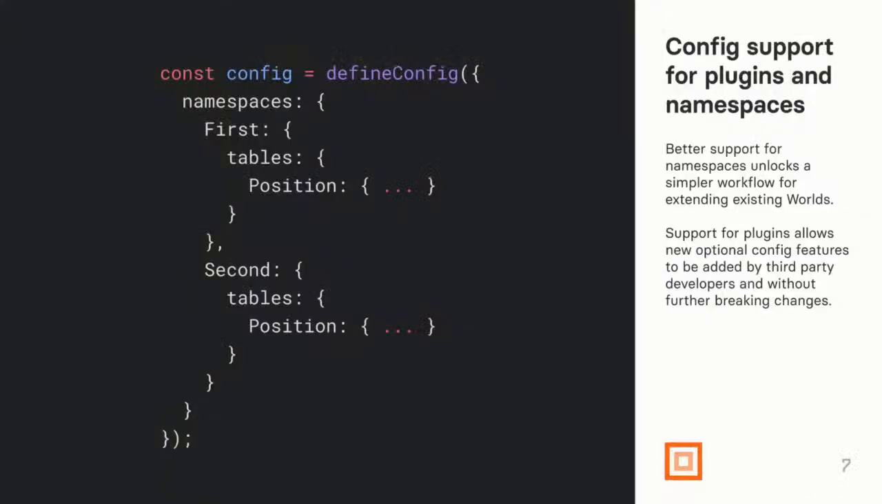And then the other thing that we still want to get in before the stable release is the final form of the MUD config. There are two things here that we want to improve, and the first thing is support for multiple namespaces, which unlocks a simpler workflow for extending existing worlds. And the other thing we want to add is support for plugins that can extend the config types, which will then allow additional functionality to be added by third-party devs without breaking changes. And we also have a spec for this ready to share on GitHub very soon, and then also will notify you on Discord.